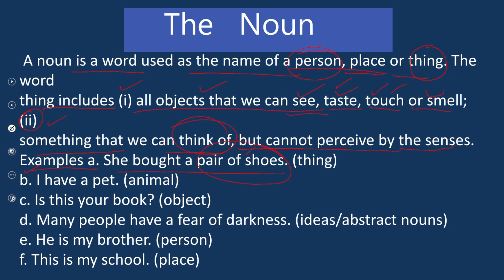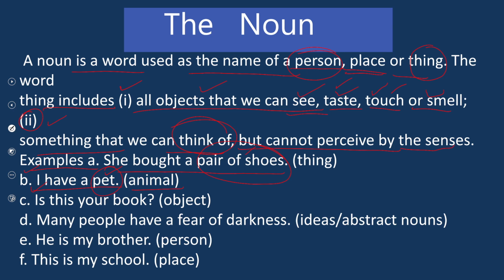Secondly, I have a pet. Now, pets are living beings other than humans. They are animals. So, pet is also a noun. And what kind of noun is it? It's a noun that is telling us about living things.